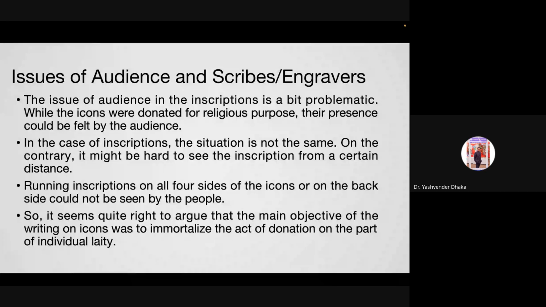So it seems quite right to argue that the main objective of the writing on icons was to immortalize the act of donation on the part of individual laity along with his family. So it was just to immortalize the act of donation. It was not intended to be read because it's very small. Sometimes the icons are very small and the writing is very minuscule, and it is running on all four sides, so may not be able to read.